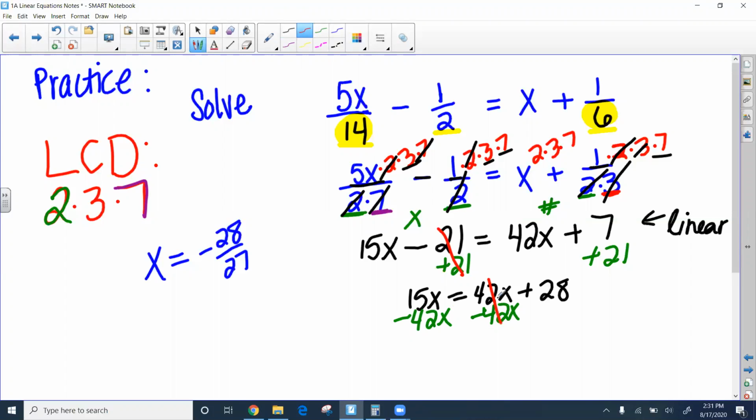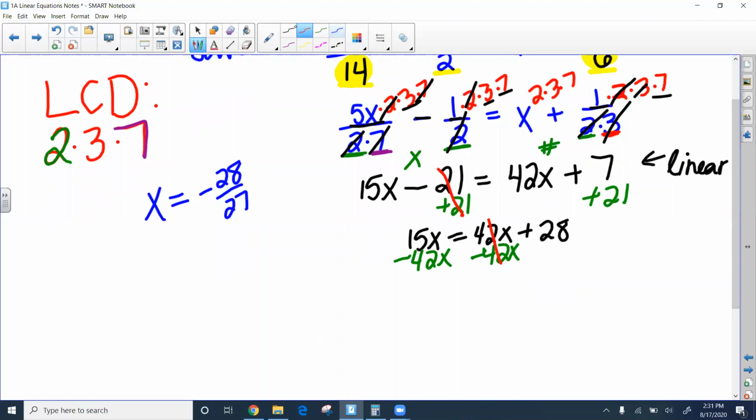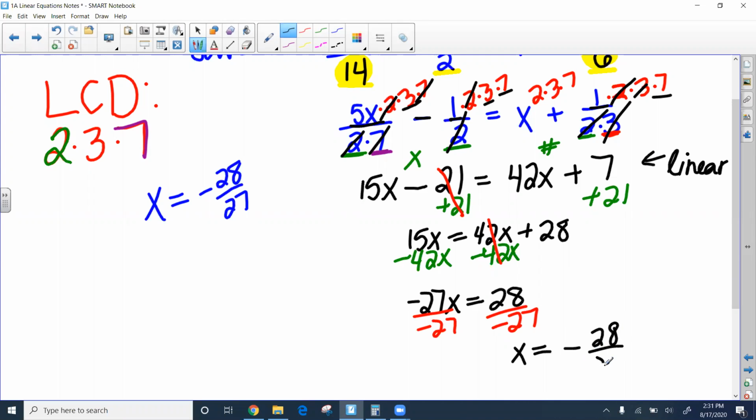Okay, when I do that, on the left, now I have 15x minus 42x. That gives us negative 27x. On the right, we're left with 28. Okay. Then the last step, divide by negative 27. And we get x equals, it doesn't reduce or divide evenly, so I am going to just leave it as a fraction. If you wrote it 28 over negative 27, just like this, that's fine. A lot of times though, you'll see we put the negative in the front, so negative 28 over 27.